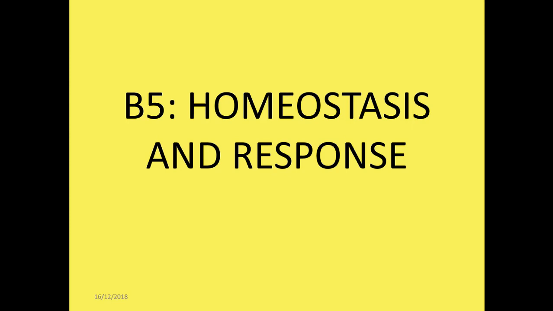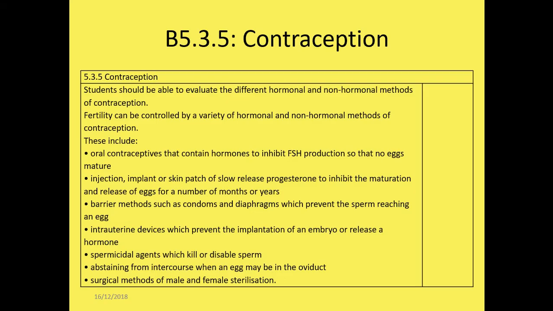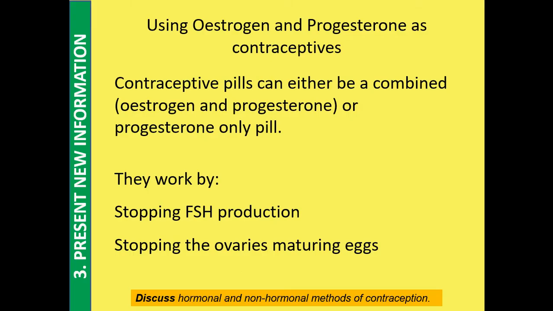This is a video from the topic B5, homeostasis and response, and we're looking at contraception. Now, contraception has been split into two categories, hormonal and non-hormonal methods. So we need to know which ones involve hormones and which ones don't. The contraceptive pill definitely involves hormones, and it can be estrogen and progesterone or a progesterone-only pill.